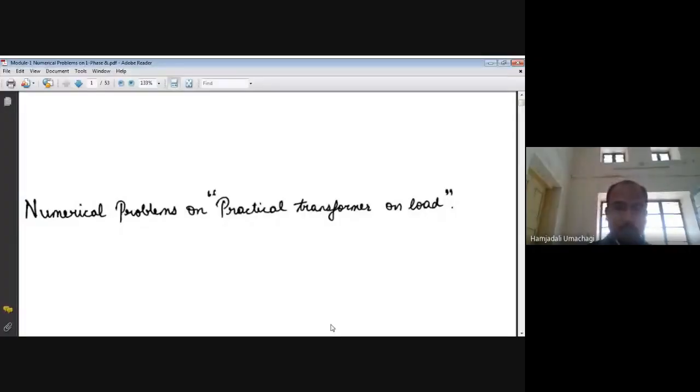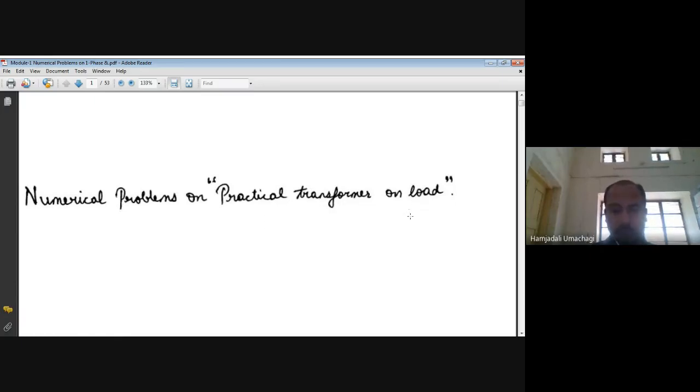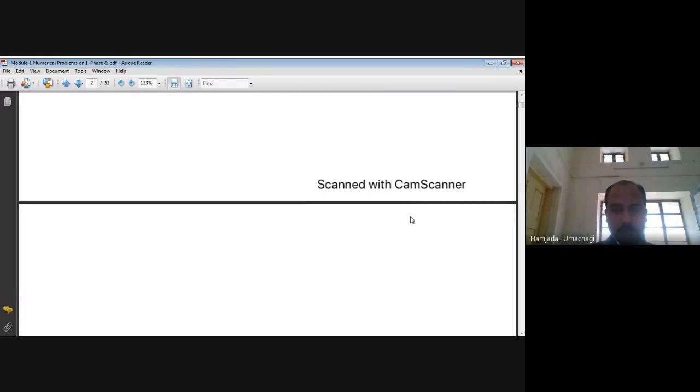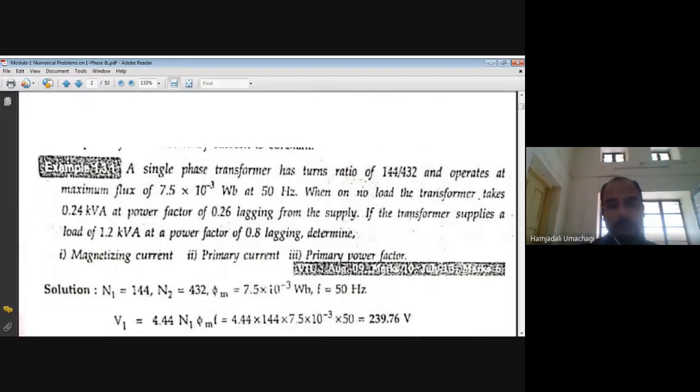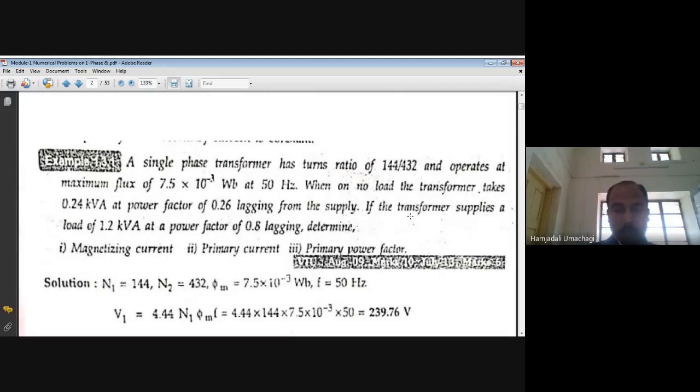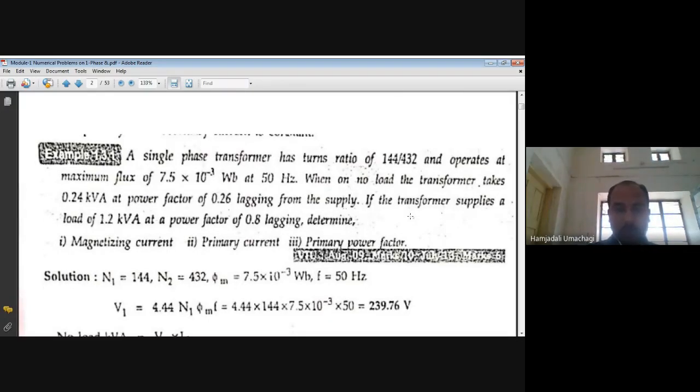Dear students, today let us discuss problems on module 1, that is on single phase transformers, on the topic practical transformer on no load. This is the problem based on practical transformer on no load, where we are going to determine magnetizing branch parameters like magnetizing current, then primary current, then primary power factor, right? Let us see the problem statement here.